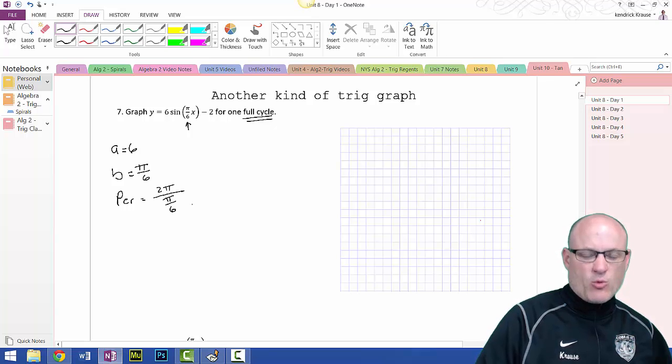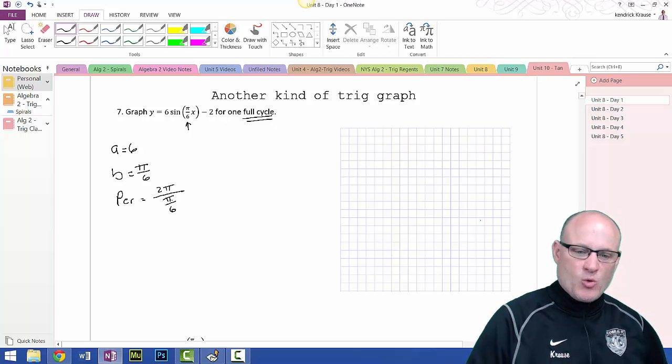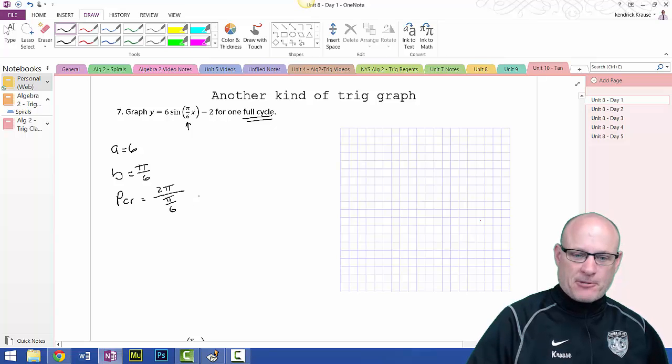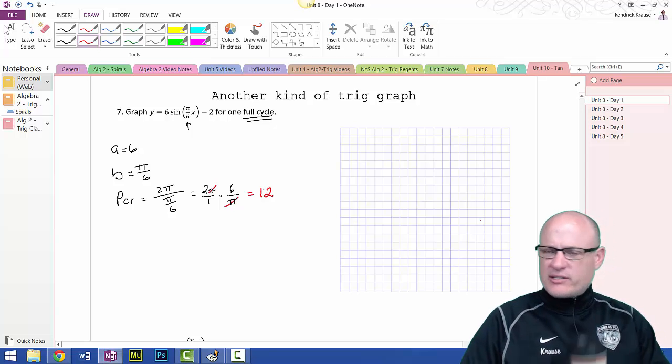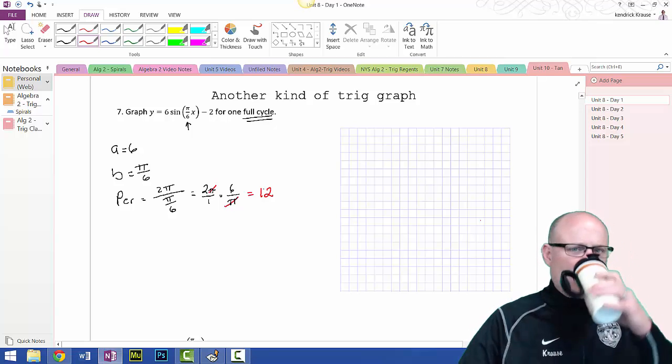Actually, the period is 2 pi divided by pi over 6, and I really want you to get good at doing this. When you divide by a fraction, you really flip and multiply by the reciprocal. You're going to multiply by the reciprocal. So we get 2 pi over 1 times 6 over pi. Well, the pi's cancel, and I'm left with a period of 12. 12? Don't sweat it out. Drink some of this.